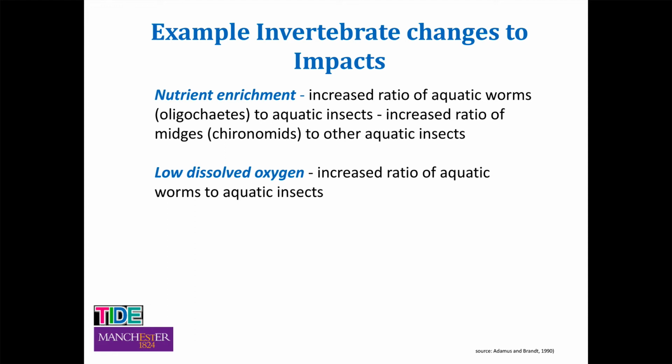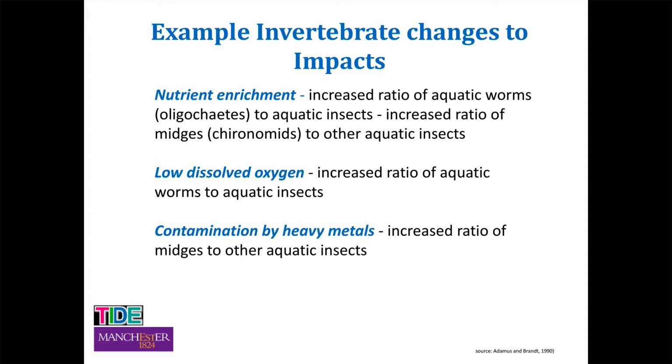Low dissolved oxygen, if you have that in a system with very low oxygen levels, you might see an increased ratio of aquatic worms to aquatic insects. Contamination by heavy metals, you might see an increased ratio of midges to other aquatic insects. And finally, low pH, you might see a loss of snails, daphnids, mayfly, midges in a system with low pH.